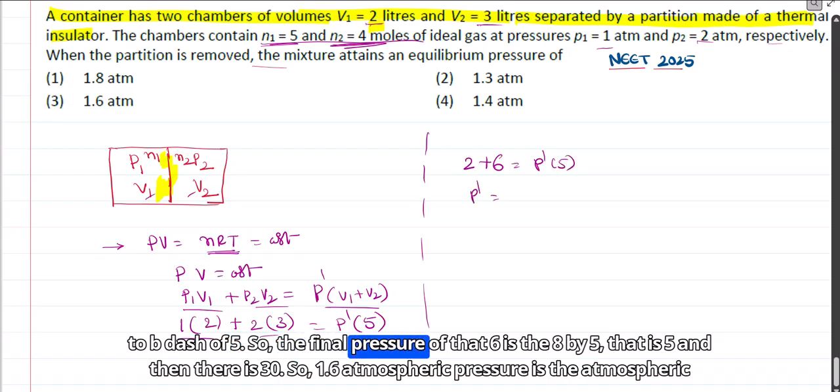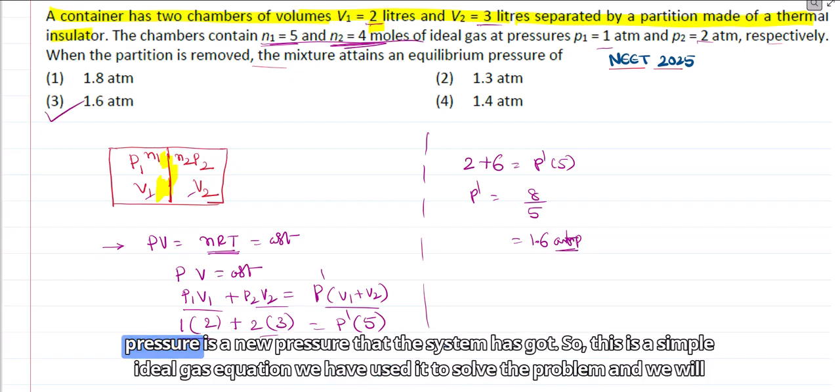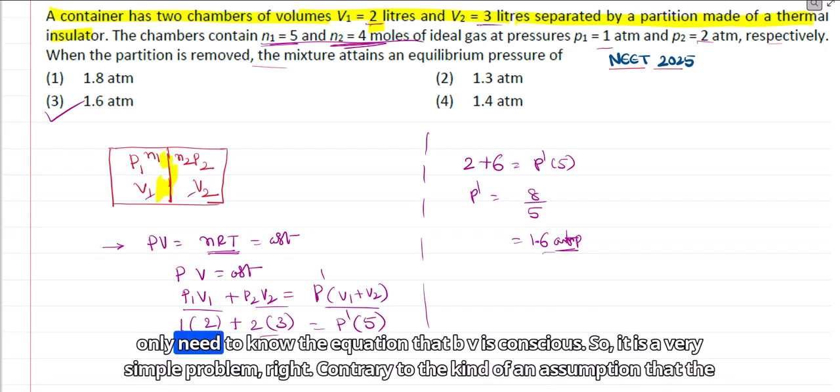So the final pressure of the system is 8 by 5, that is 1.6 atmospheric pressures, the new pressure that the system has got. So this is a simple ideal gas equation we have used to solve the problem, and you only need to know the equation that PV is constant. So it's a very simple problem, right?